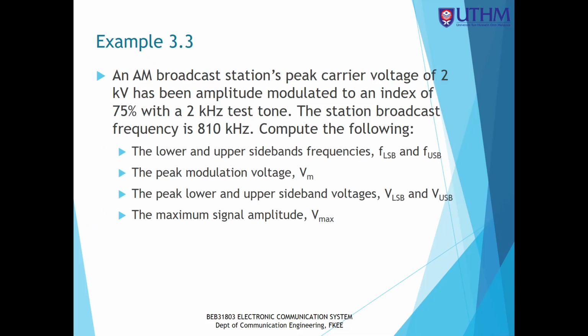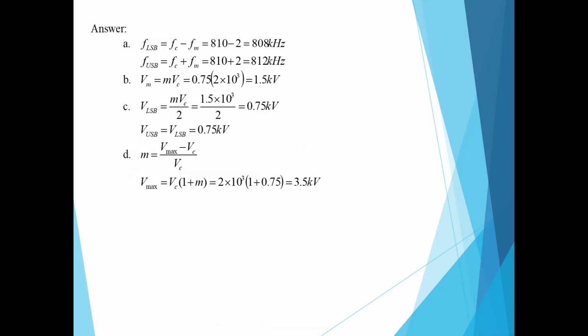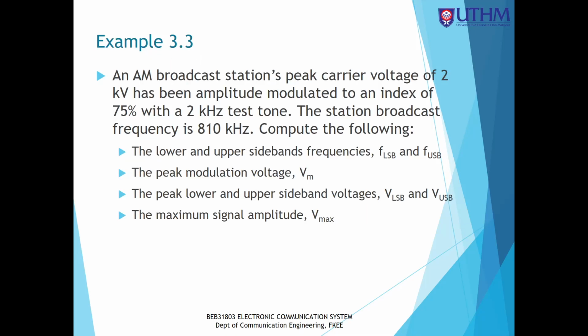Okay, maybe we can do this example last. Oh, already have the answer. Okay. Okay, so an AM broadcast station's peak carrier voltage of 2 kilovolt. You see that peak carrier. So this is a VC. So VC is 2000 volt, has been amplitude modulated to an index of 75%. So this is actually referring to modulation index.